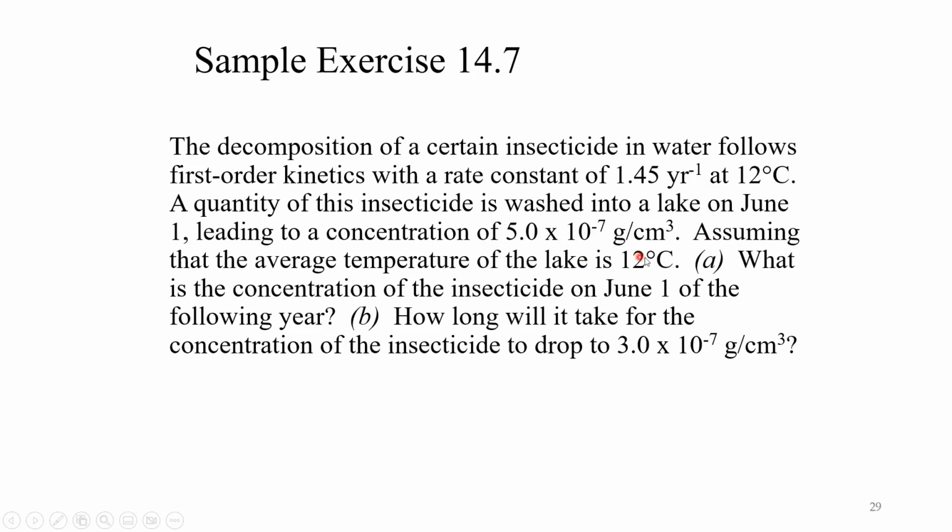But we know the initial concentration on June 1st, and we want to first determine what the concentration is going to be the following June 1st, so after 1 year has passed. And then we also want to see how long it's going to take for that concentration to drop to 3.0 times 10 to the negative second grams per cubic centimeter.